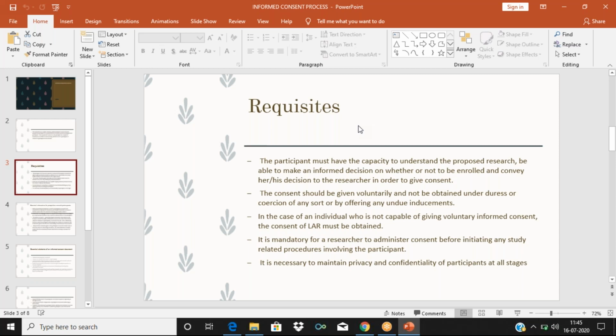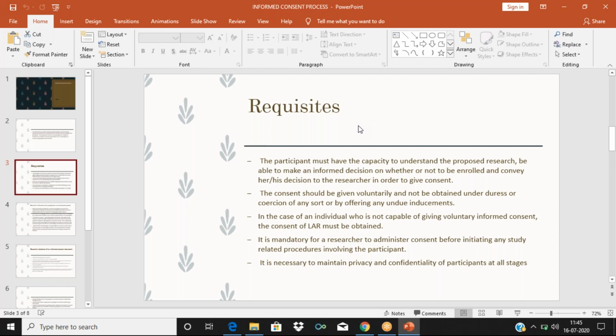If you are going and asking a child whether they are interested in joining the research, and you are trying to explain it to a child, will he or she be able to give the consent? The child is not competent enough to understand the research, or to decide whether or not to participate.